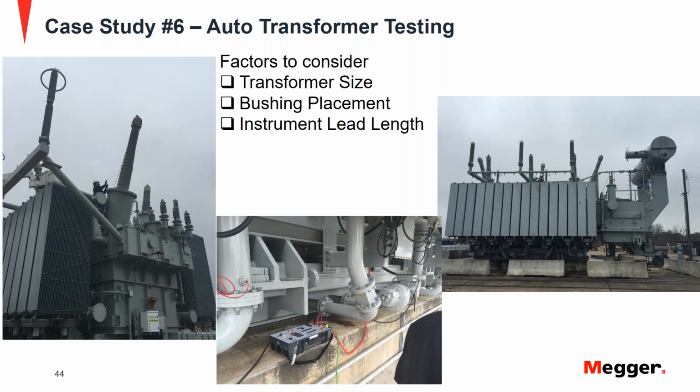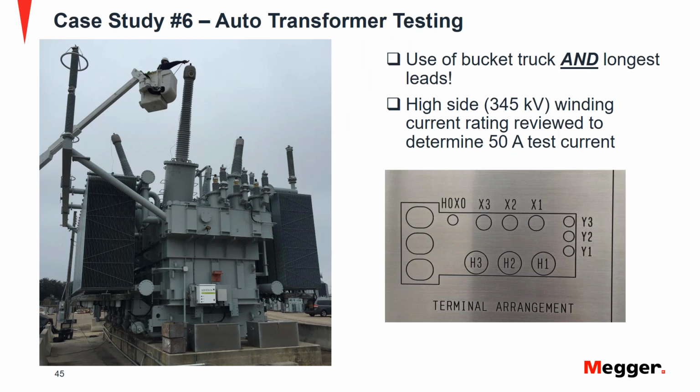So in this case, we ended up using the maximum lead length for our test set, and that was about 18 meters. In spite of that, we were not successful the first time while we tried to connect. This was because of how the arrangement of the bushings was. And you can see here on the right hand side of your screen at the bottom, you have the high side bushings on one side, the tertiary windings on the right hand side, and then the low voltage on the opposite side.